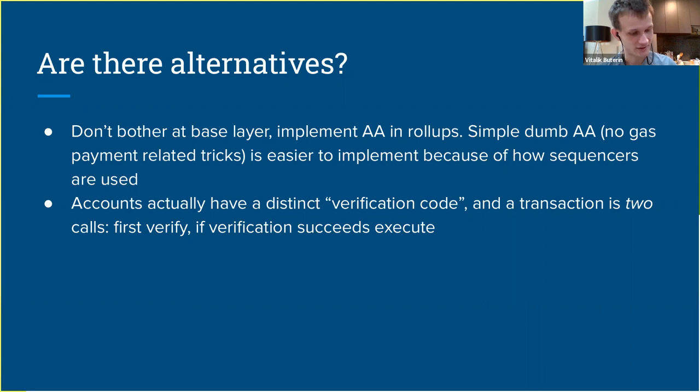So again, in terms of what account abstraction is, how it works and what it can be used for, I guess that's pretty much it.